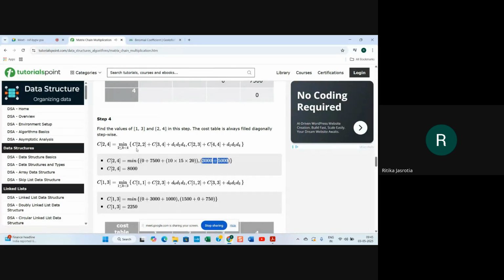So here what we are doing is finding this one. If we keep k as 2, then the result will be 10,500. If we keep k as 3, then what will be the result? This one, which is 3,000 plus 5,000. If you keep k as 3 here, it will be C(2, 3) plus C(k plus 1), so 3 plus 1 is 4 comma 4, j is 4. Can you see that?